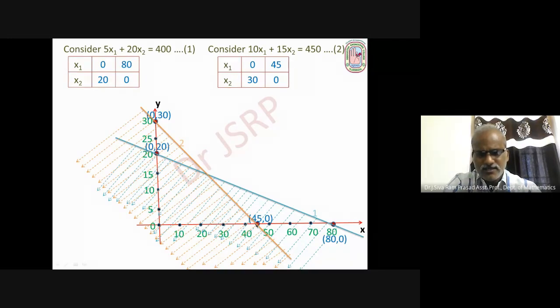And since there are non-negativity restrictions, that is x1, x2 greater than or equal to 0, the feasible region lies in the first quadrant only. That is, we have to consider only positive values. So the region is this part and this part and this part. This is the common region for both regions. So this is the feasible solution region.